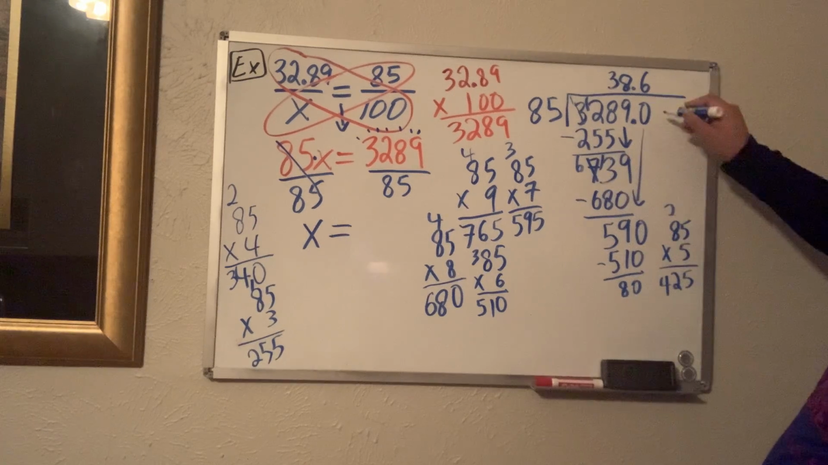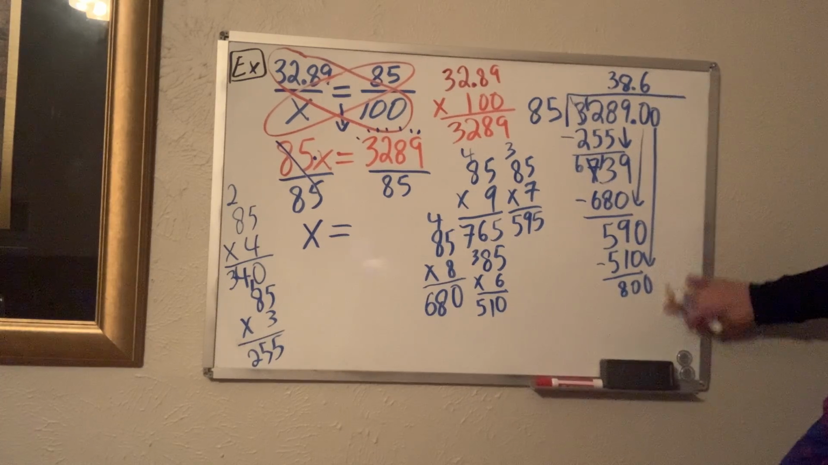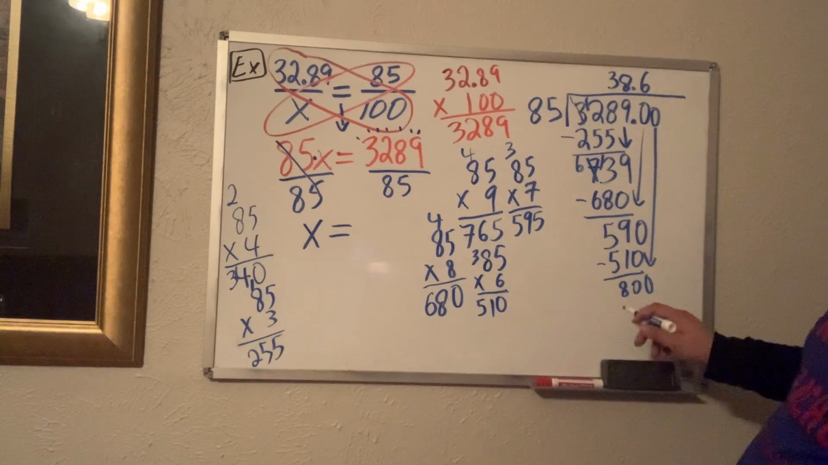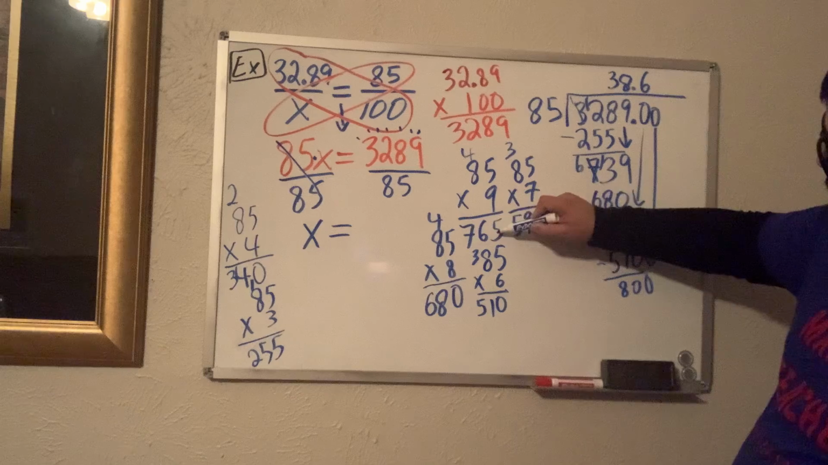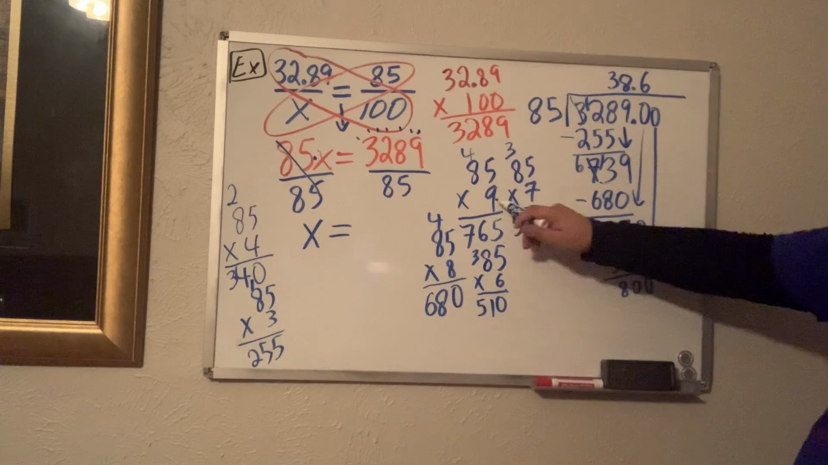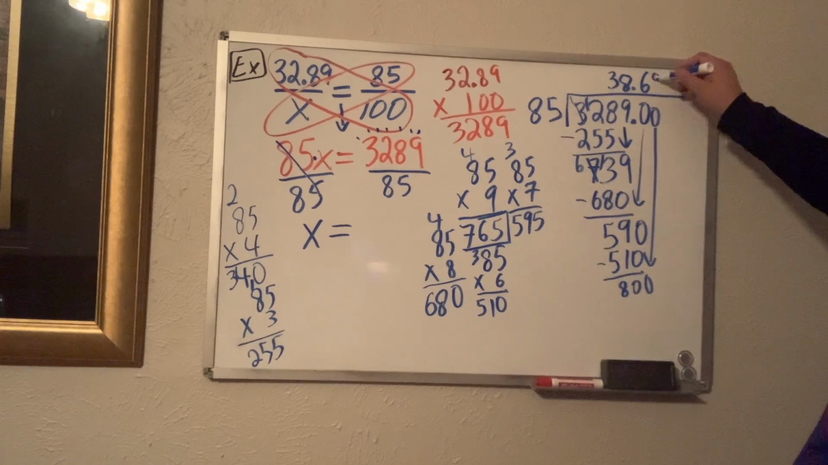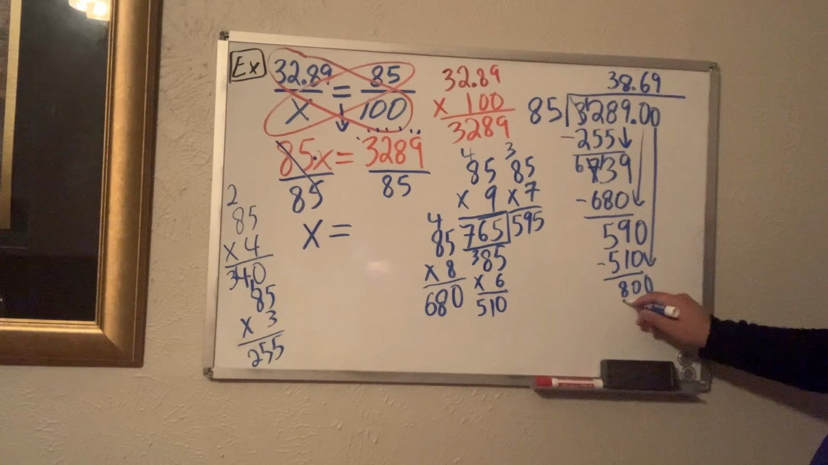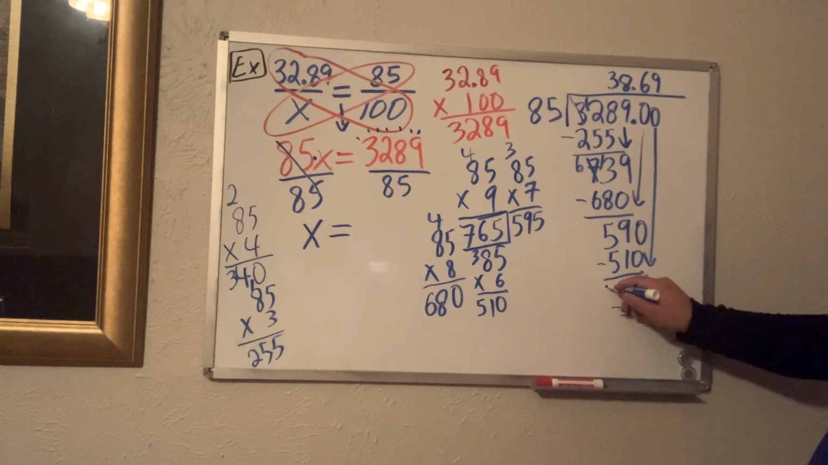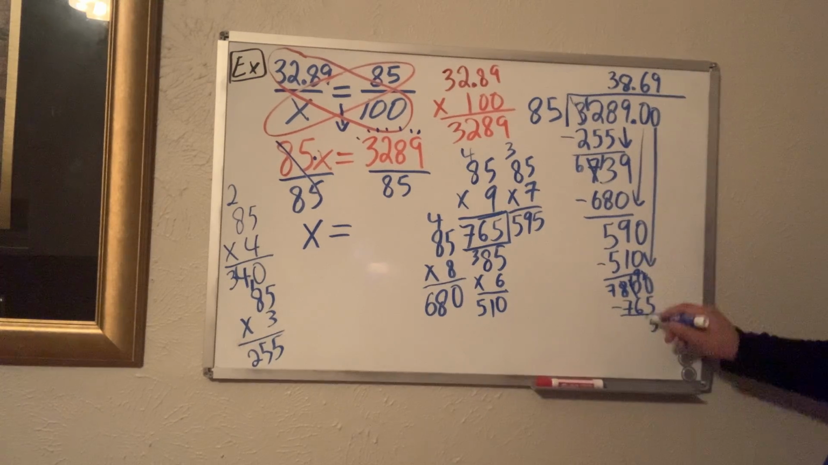Now 85 into 80. Can't do that. We have to bring down our 0. How many times will 85 go into 800? We see that 9 will get us 765. And remember, we said that 85 times 10 will get us 850. That's too much. So we're going to use the 9. 85 times 9, we get 765. Subtract. We have to borrow from the 8, make it a 7, make that a 9, make that a 10. 10 minus 5, we get 5. 9 minus 6, we get 3.